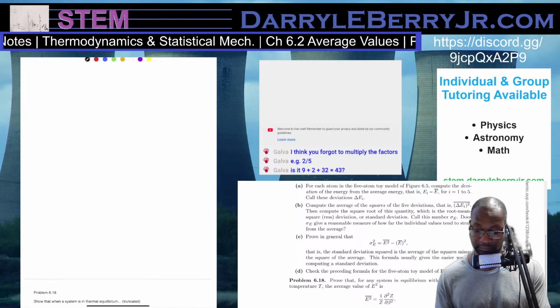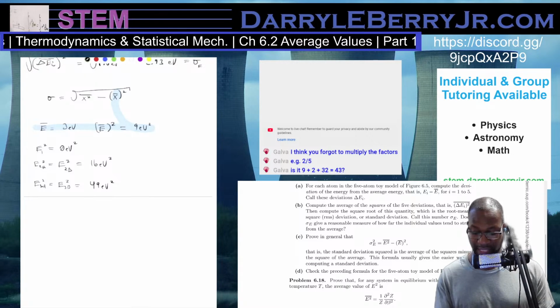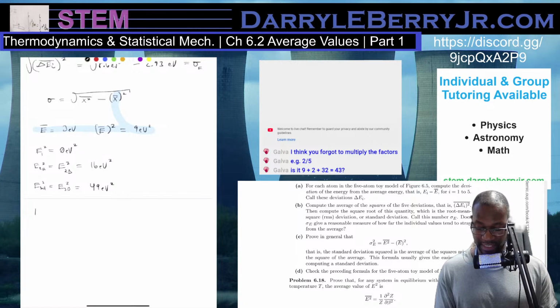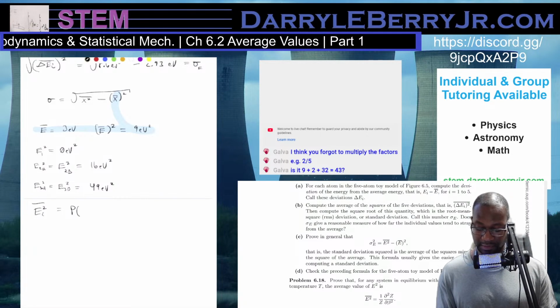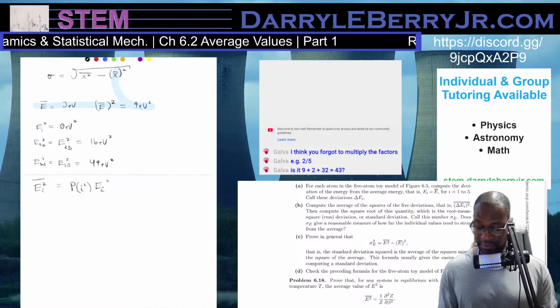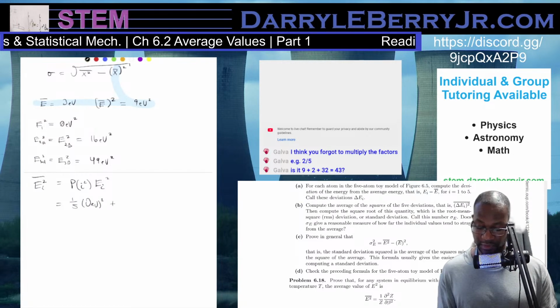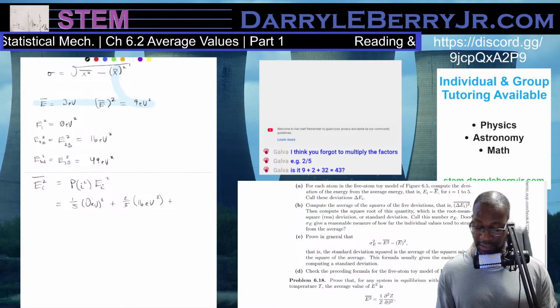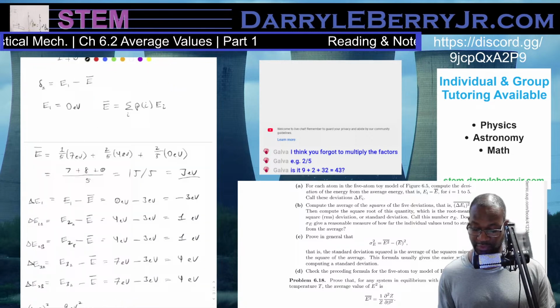Add another page here. So I'll get the average of these squares. We have the average of I squared equals the probability of I squared times the value of I squared, which is 1/5 times 0 electron volts squared plus 2/5 times 16 electron volts squared plus 2/5 times 49 electron volts squared. I wrote down the values correctly. Yep.